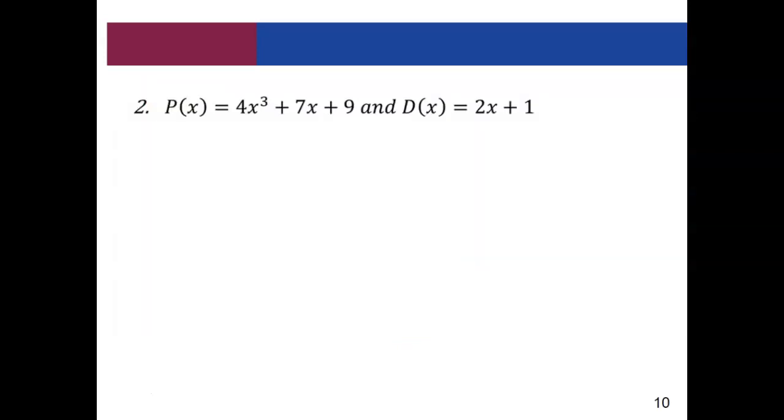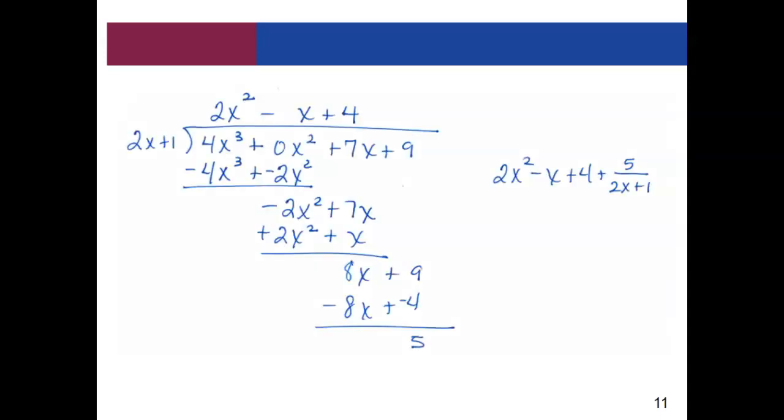Okay, here's another one for you to try. Okay, when we set this one up, the main thing is to see that 0 is going to need to be a placeholder for the x squared terms. So make sure that you put that in. And not only do you have to put placeholders for the polynomial, you also potentially could have to put them for the divisor as well. We don't have an example here where we would need to do that, but it is possible. So you can see kind of how you go through on this one.